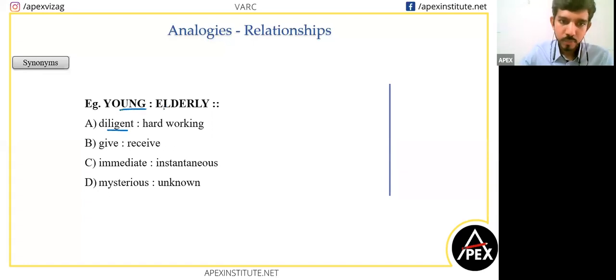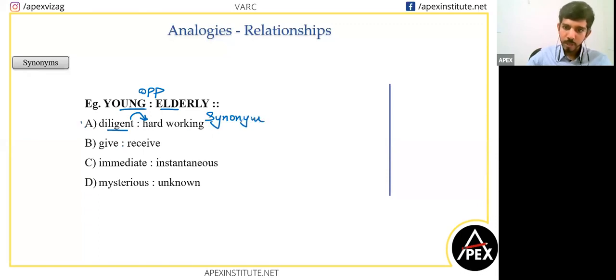So young and old, what does this suggest? Opposites, right? Now diligent means hardworking, right? If you are hardworking, you are diligent. So these are synonyms. It's the same thing. So this cannot be your option. Give and receive, opposites, this can be. Immediate and instantaneous both mean the same thing. These are synonyms. So this is ruled out.